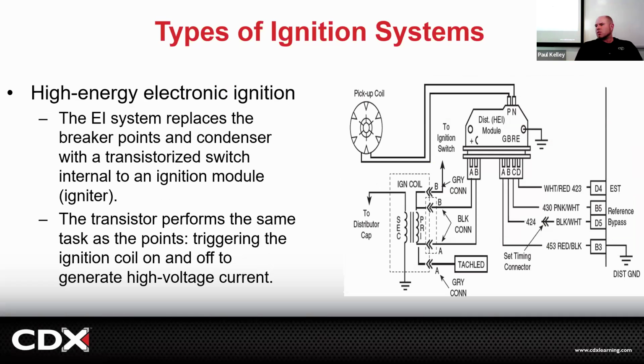Then we went away from that piece of crap. Ooh. So most of it was the same. It's just rather than breaker points, we'd have a pickup coil. And remember, the pickup coil would induce a little voltage right here when it got close, and that would send a signal to the ignition module.